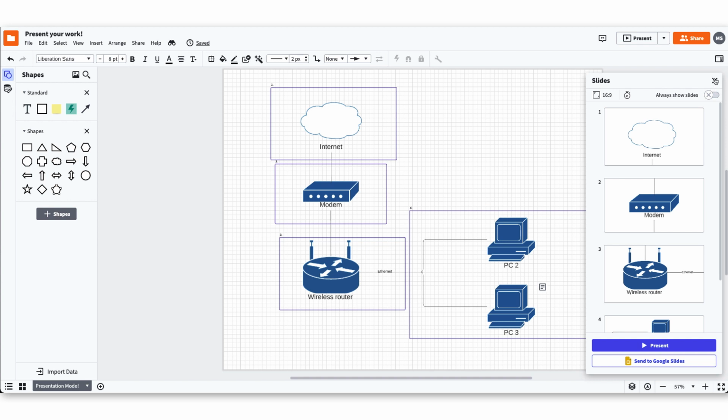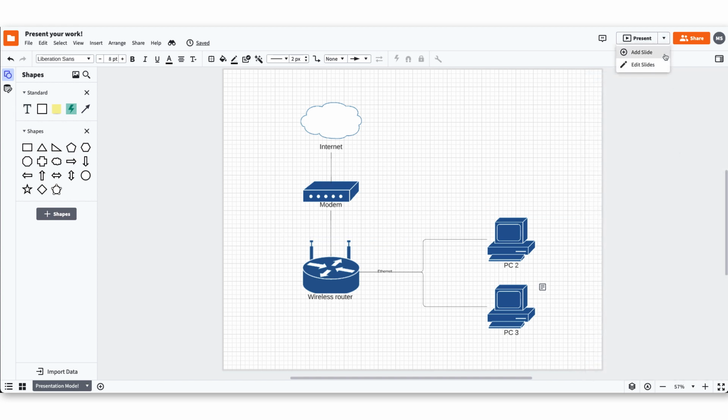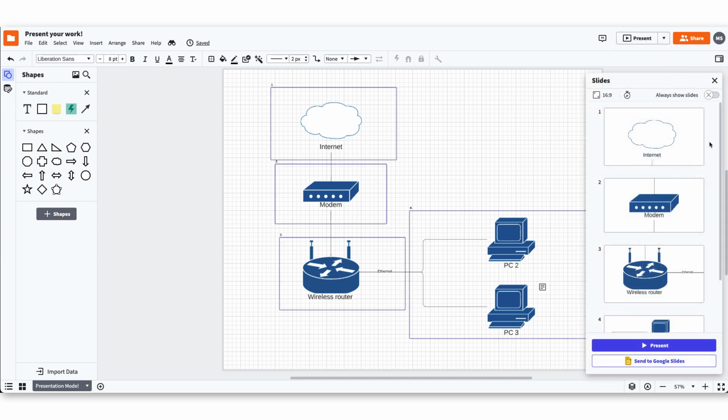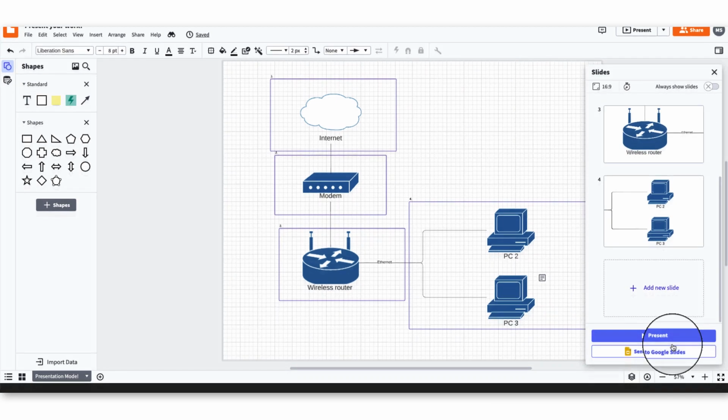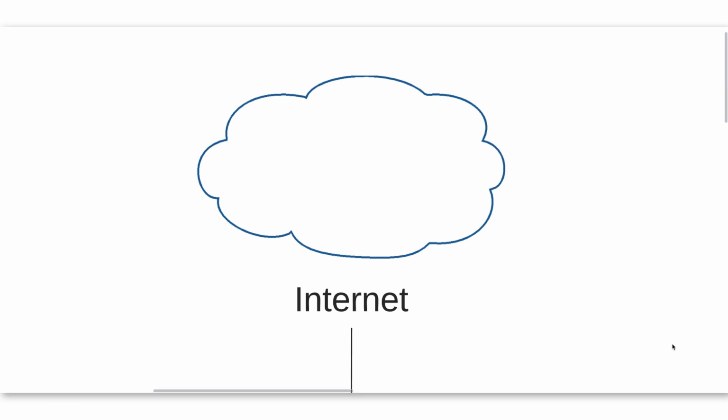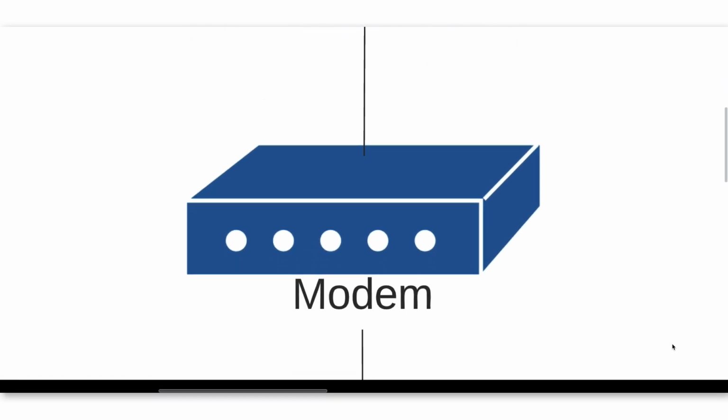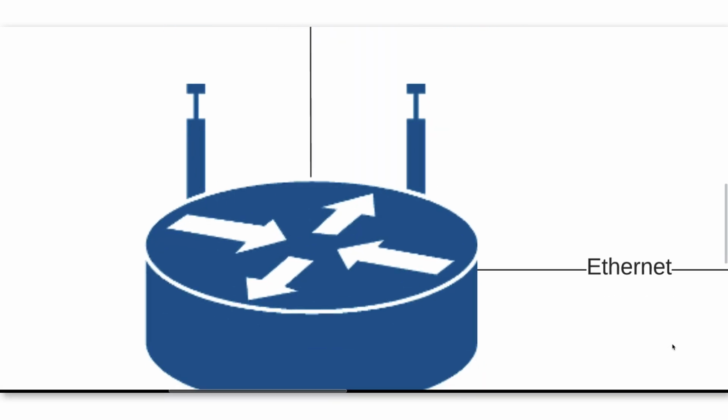Now that you've created some slides, it is time to present. To present your slides, you'll click the blue Present button in the Slides menu. This will take you to the presentation and allow you to go through the slides. You'll be able to navigate through the slides by using the arrow keys on your keyboard. Presentation mode in Lucidchart allows awesome interactive effects.